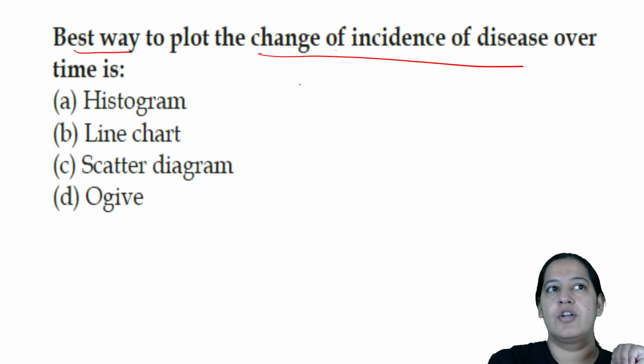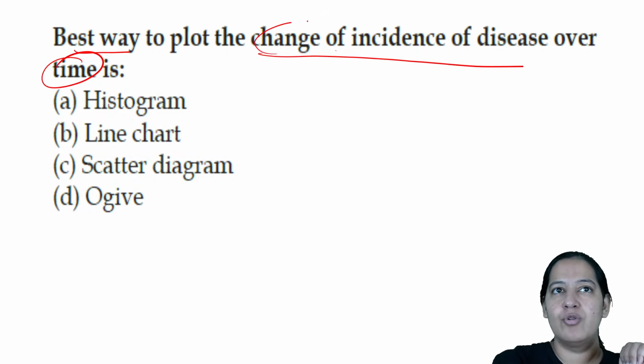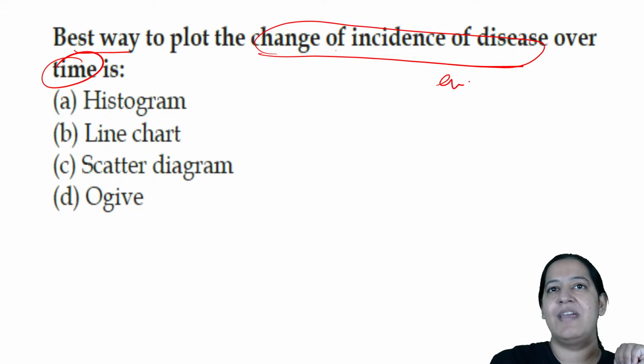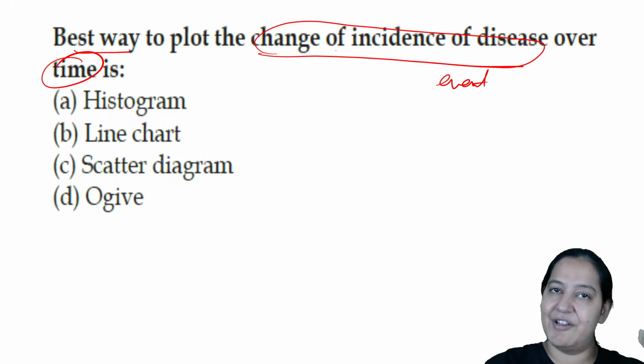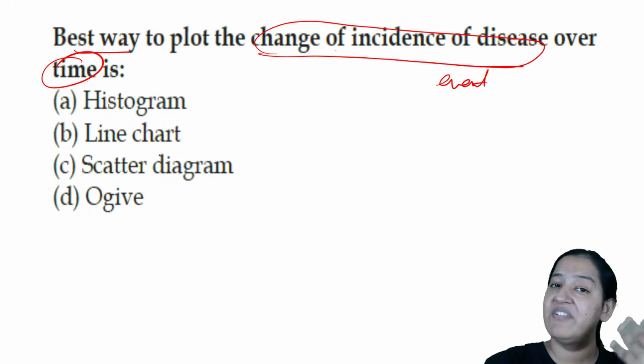So this is my event over time. I want to show change of incidence of disease. This is my event, and I want to plot it against time. So what is the best way to present it? The same question I can ask differently. I am asking the same question but in different language.